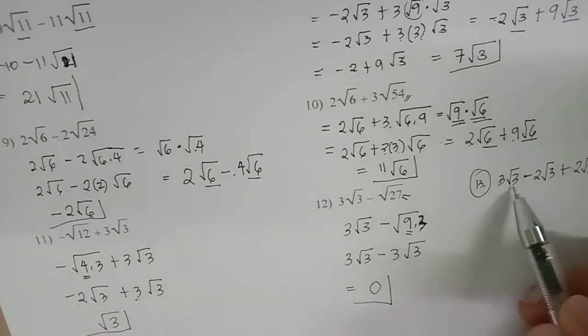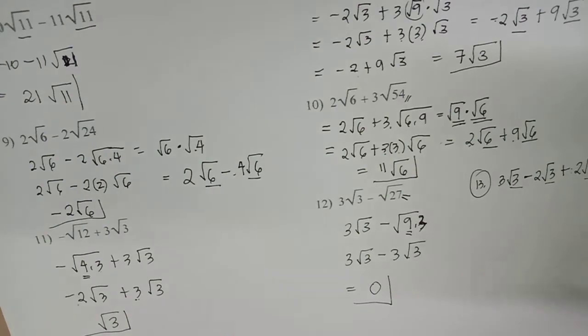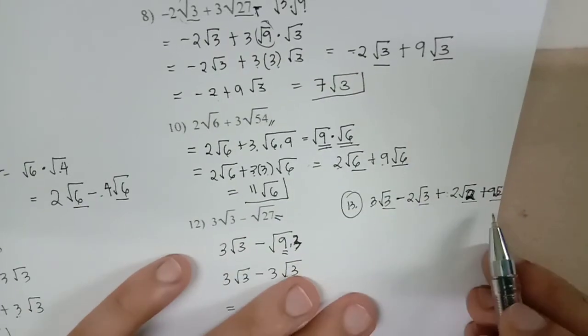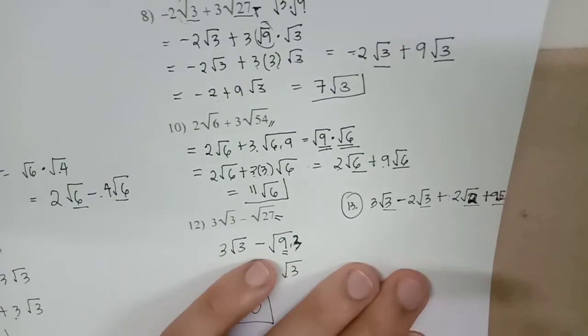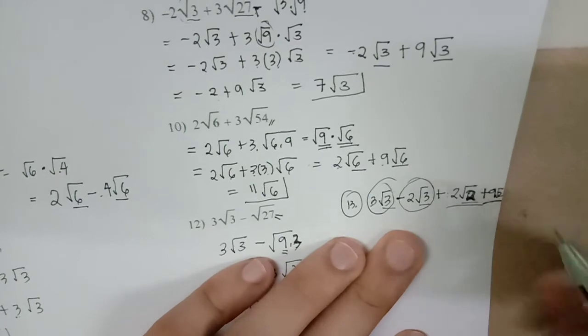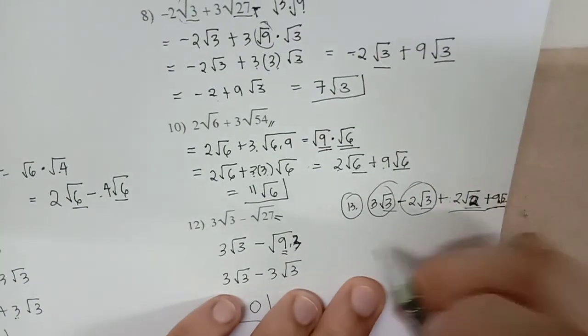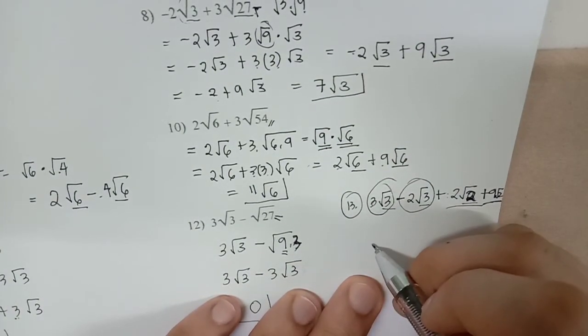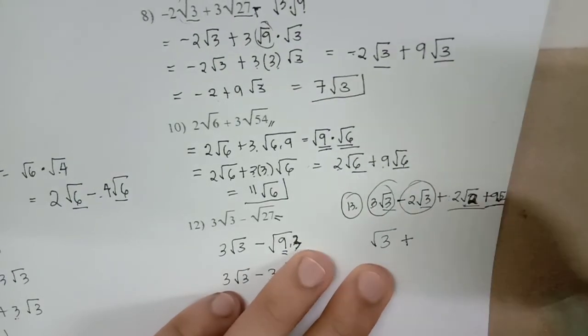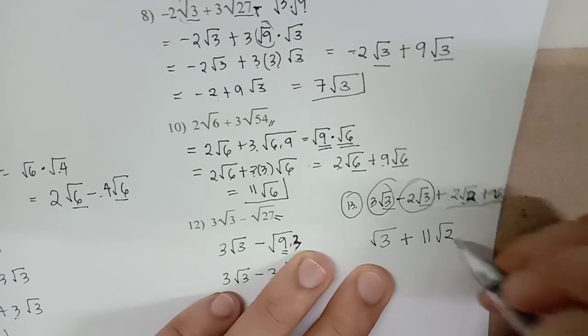Ayan ha. So, magkaiba po sila ng terms. Yung parehas lang po na terms, yun lang po yung i-add natin. So, this one, parehas. Ito po parehas. Tapos ito magkaparehas. So, add lang po natin yan. So, we have 1. Then again, square root of 3 lang po yan. Plus 2 plus 9. So, that is 11 square root of 2.